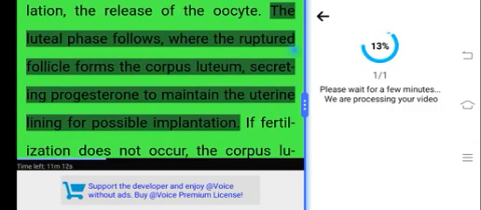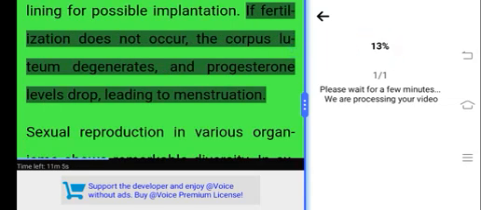The luteal phase follows, where the ruptured follicle forms the corpus luteum, secreting progesterone to maintain the uterine lining for possible implantation. If fertilization does not occur, the corpus luteum degenerates, and progesterone levels drop, leading to menstruation.